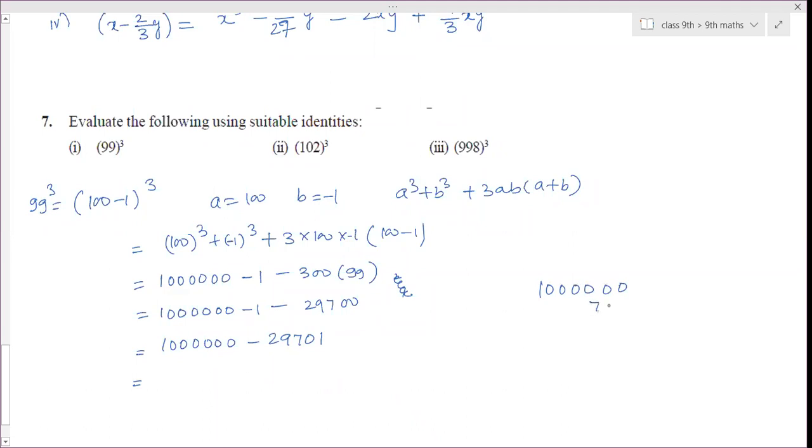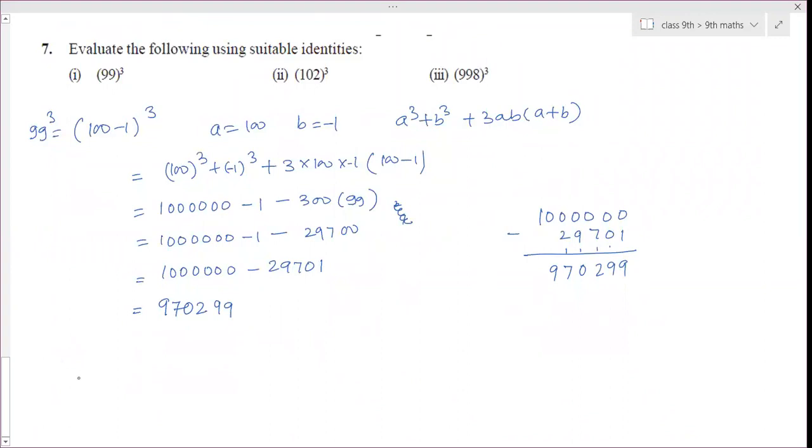What is the answer of this? Here you have to do it very carefully, because sometimes I also go wrong. Ma'am, 970299. 970299 is the answer. If you do 99 cube by multiplying, it will be easier, but we have to use identities for that.